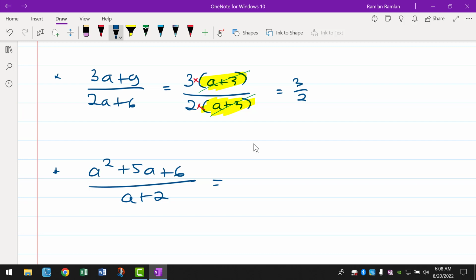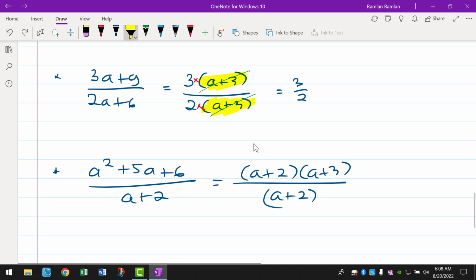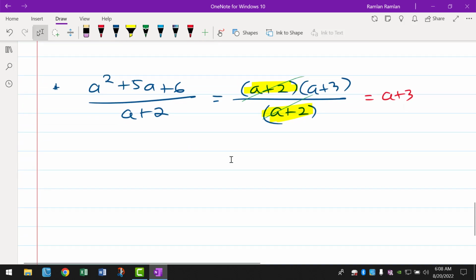Okay, so this can be factorized as a plus 2 times a plus 3. The one on the denominator doesn't change, but I'm going to use a bracket this time because this is just like 1 times this. So in here guys, you can see that again we have the same exact factors, right? Exactly the same factors. Then we can cancel them, right? So what's left in here is just a plus 3. So you can open the bracket because there's nothing else outside the bracket.